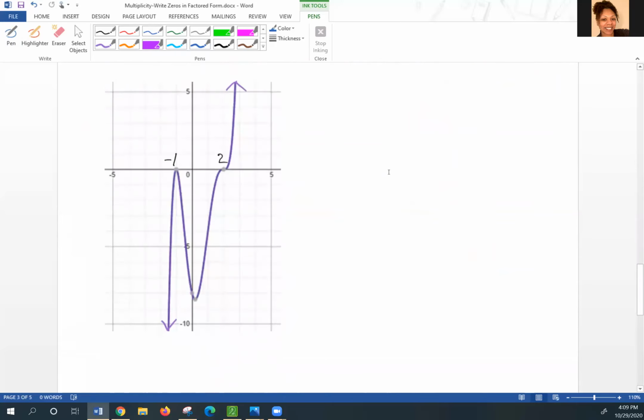So now you do the exact same thing for this type graph. This is my x-axis. I'm highlighting it. And the first thing I'm going to look for are my zeros. I see I have a 0 at -1, and it's going to have a multiplicity of 2. How do I know that? Because it has a bounce. It touches it and it bounces off. So that's going to be multiplicity of 2.